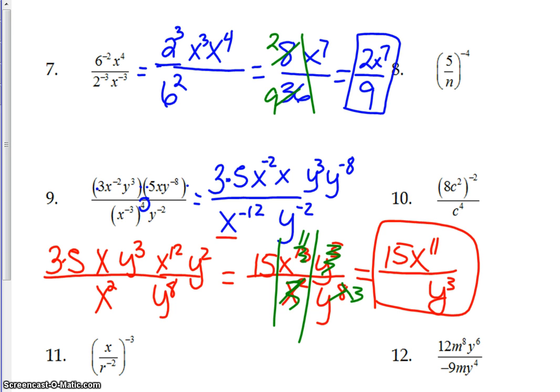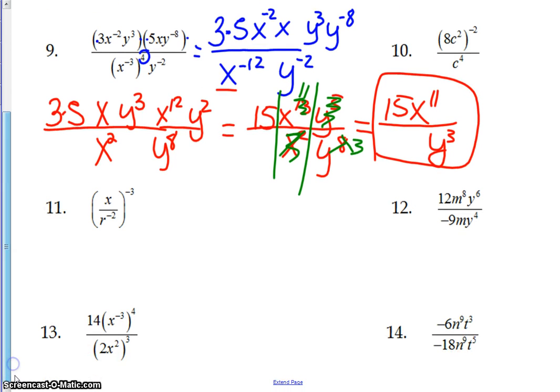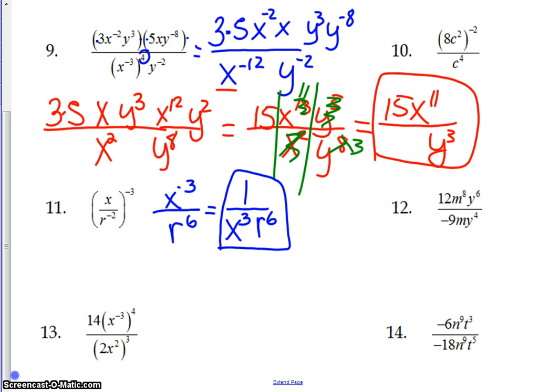Let's look at number 11. I'm jumping around here. I want to look at 11 and 12. So let's look at 11. My first step with 11 would be to take every single term to that negative 3. So I'd have x to the negative 3, and then I'd have r, and it's negative 2 times negative 3, so it would be r to the positive 6. Then I just need to rearrange it. I'd need to bring my x to the 3 to the denominator and my r to the 6th. I have to have a numerator, so my numerator would be 1.